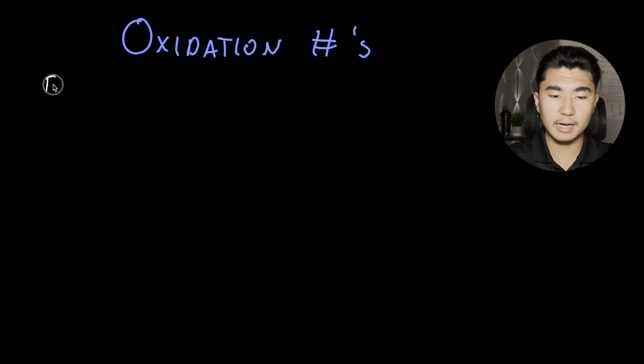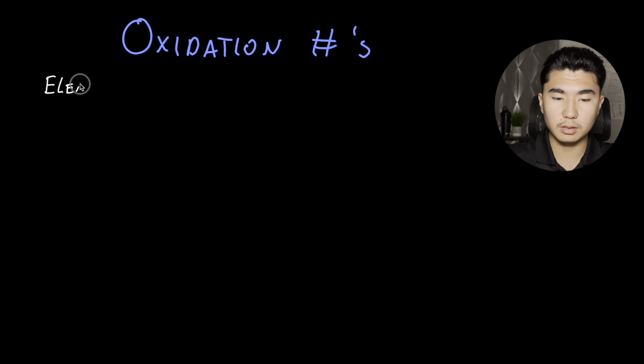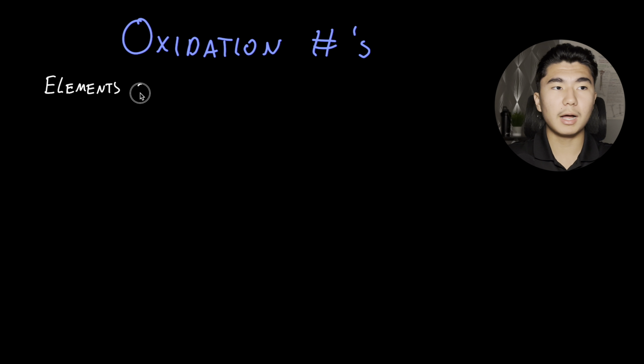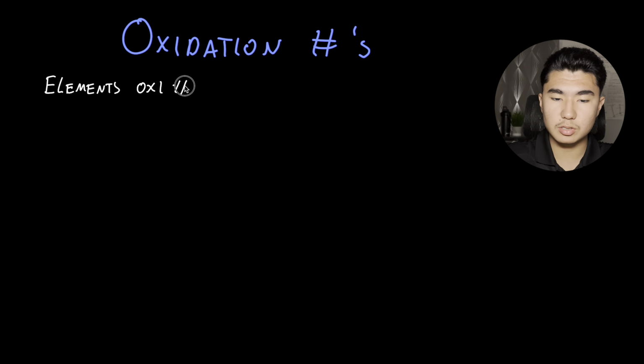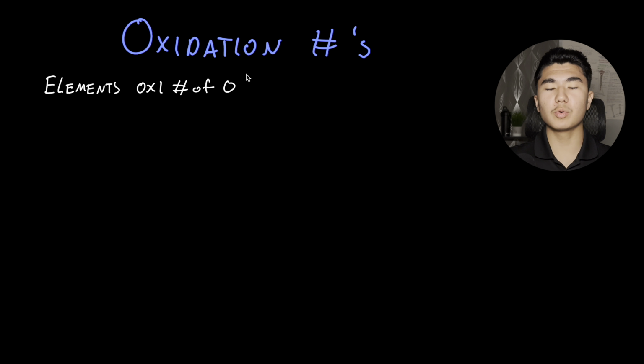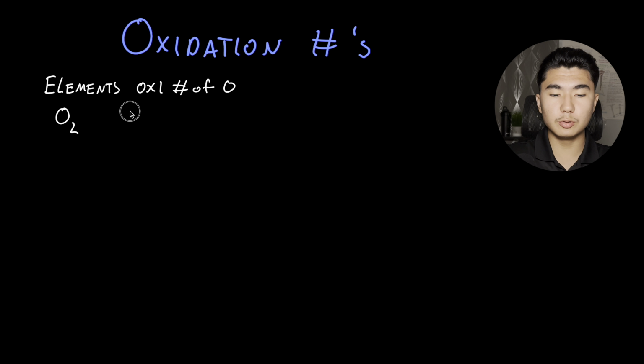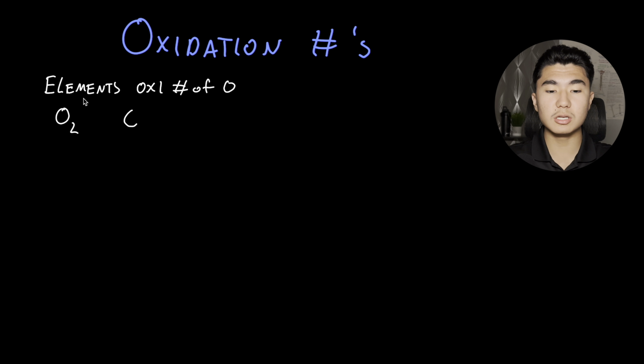So one of the rules you have to understand is that elements will have an oxidation number of 0. So what are some examples of elements that have an oxidation number of 0? Well, it's something like O2 or something like carbon in its basic state. So these oxidation numbers are going to be 0 because they are in their elemental form.